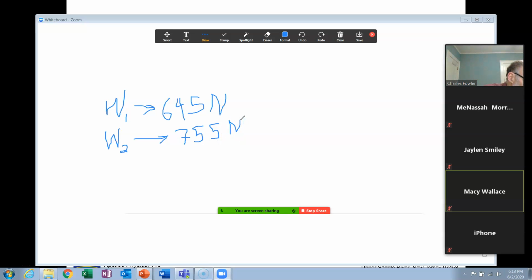Okay? Now the motion is opposed by a frictional force of 1175 newtons. So here we have a frictional force that's opposing these two motions, and this frictional force, that's your capital F sub little f, that means the force due to friction, and this is going to be 1175.